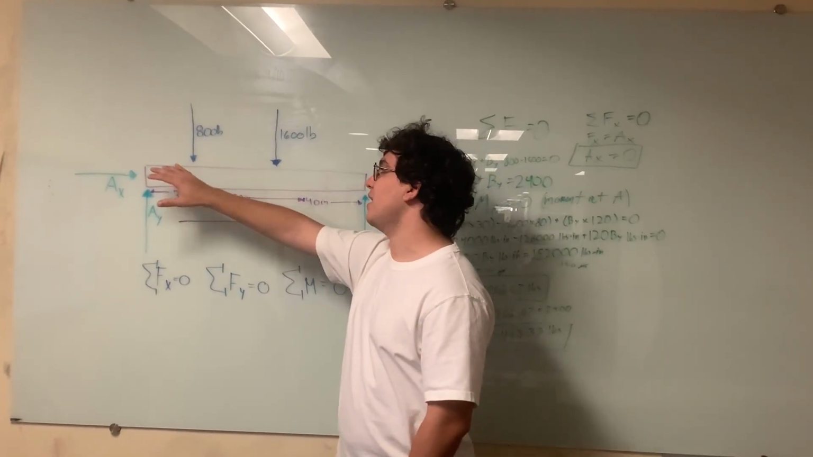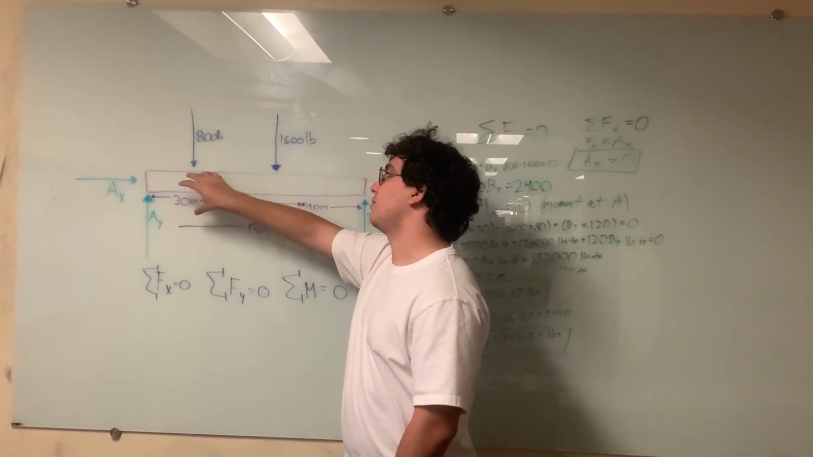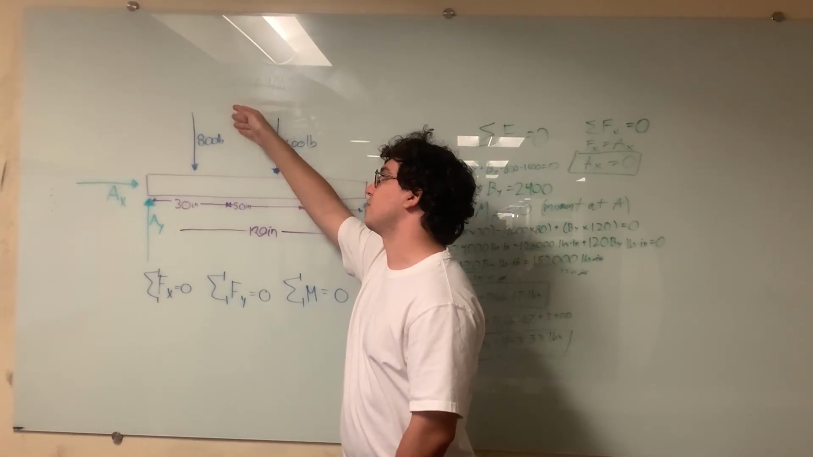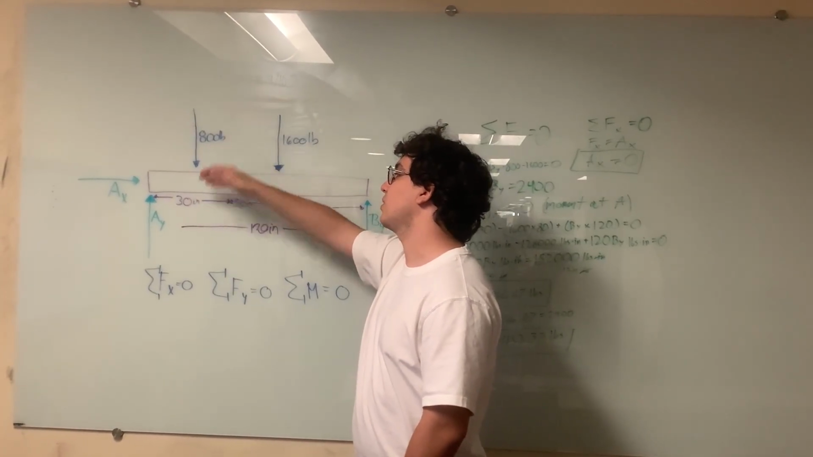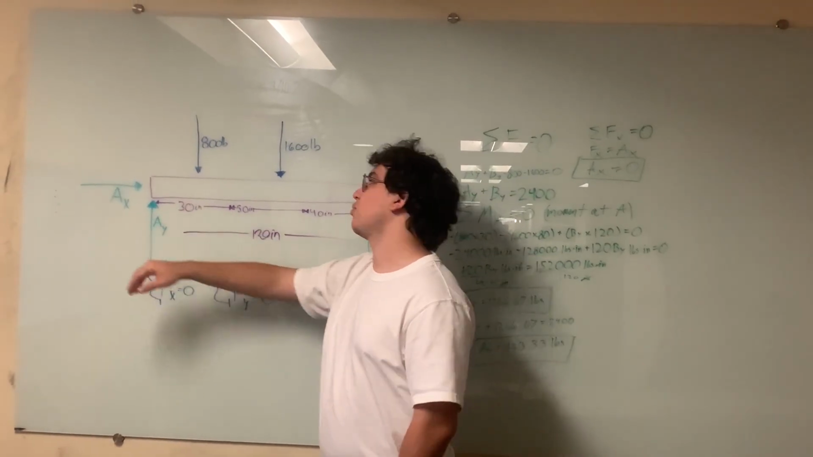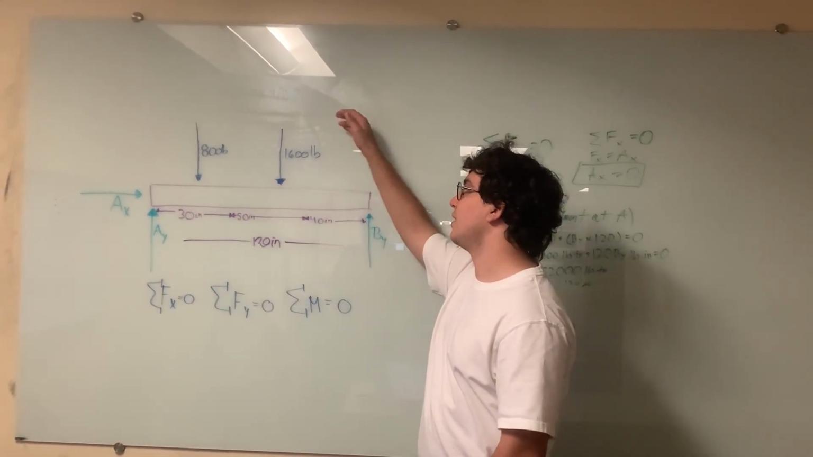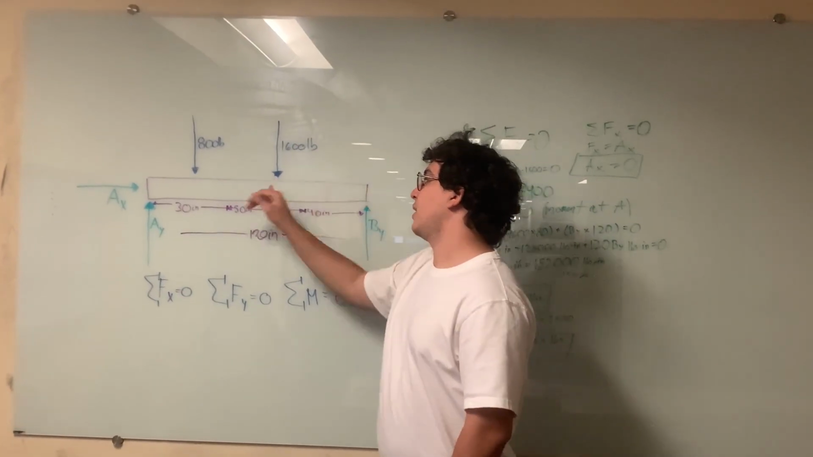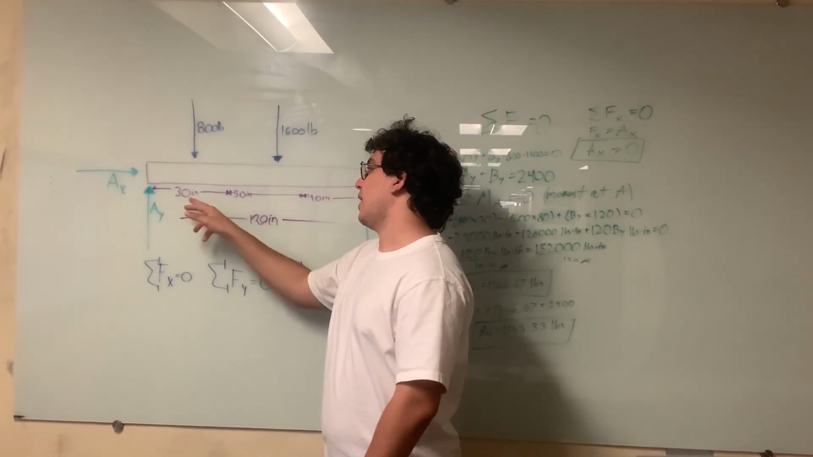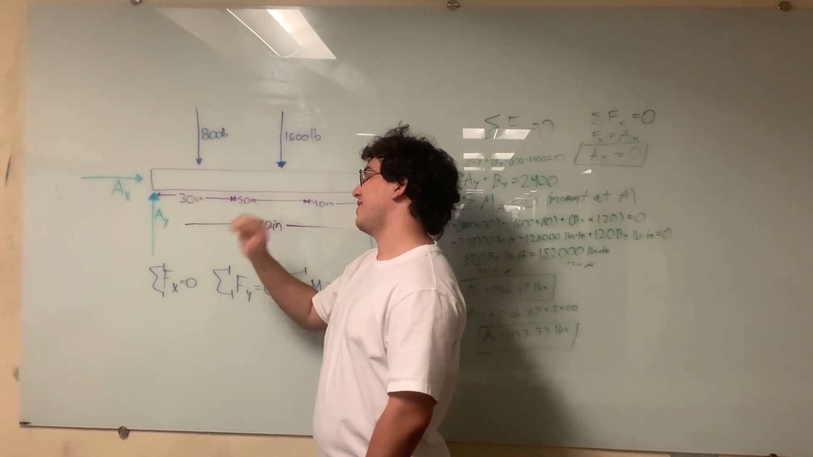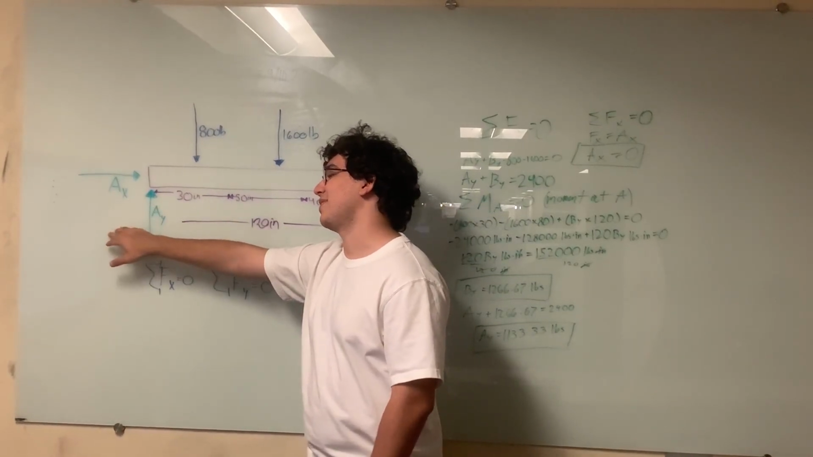So for A, we're going to be finding out how the beam reacts to a force of 800 pounds being applied downwards, 30 inches away from pin A, and then we're going to have 1,600 pounds being applied on the beam, which is 80 inches from the left side at A.